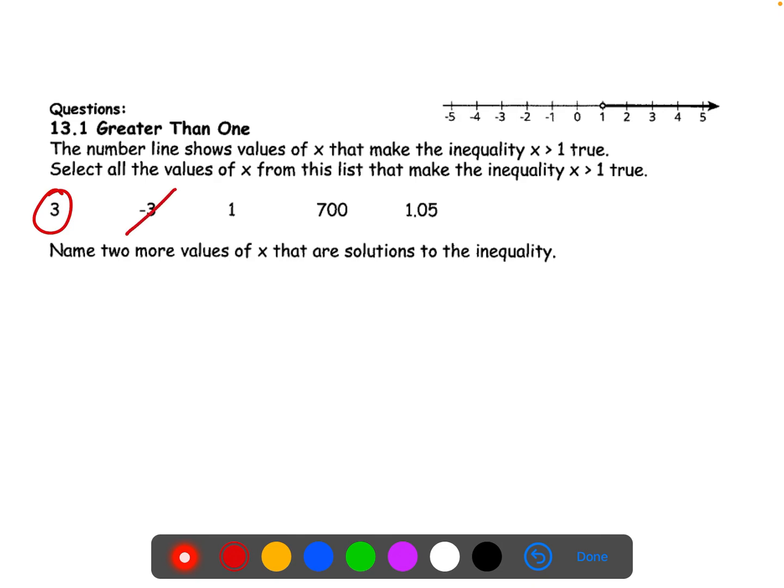Negative 3 is not. That's over here on the negative side of the number line. 1 is an interesting question. Is 1 greater than 1? I think hopefully you would all say no, that they're the same. So that would not make that statement true. But certainly 700 is. And if we go just larger than 1, 5/100ths more than 1, that would make that statement true as well. Name two more values for x that are solutions to the inequality.